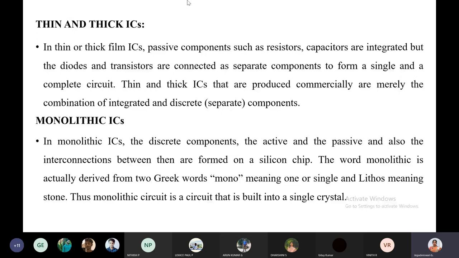Next, hybrid or multi-chip. As we know, multi means more than one individual chip. So two or more chips are interconnected. That is nothing but hybrid or multi-chip. Yes, we can also fabricate the active and passive elements, but this is also like our thick and thin film, where we have to fabricate them separately. One second.